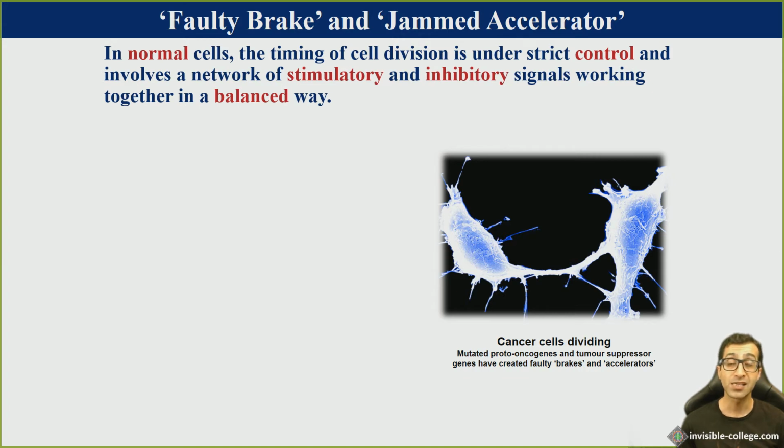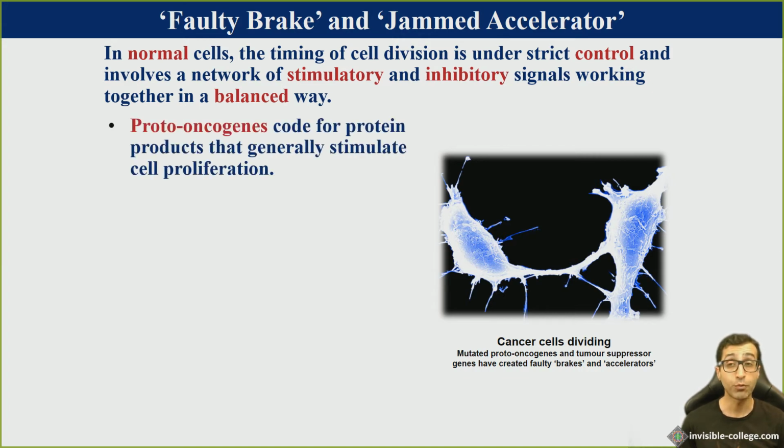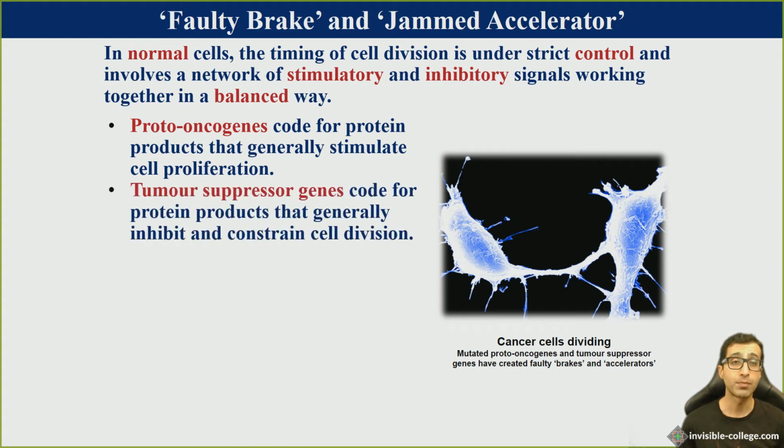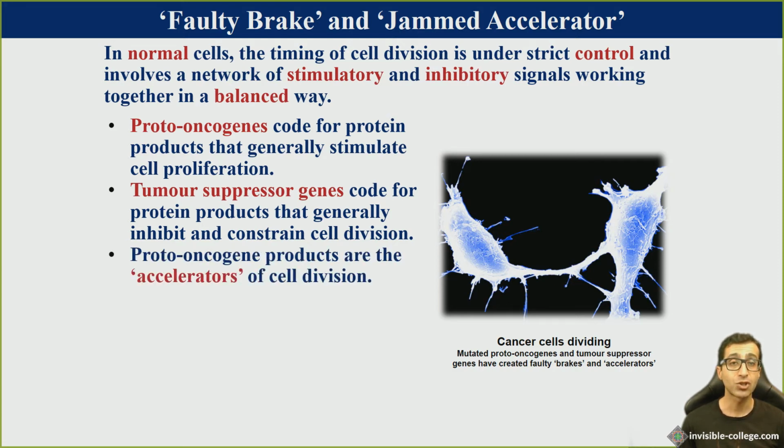And again, it's the proto-oncogenes which code for protein products which generally will stimulate or promote or accelerate cell proliferation and division. Whereas in contrast, the tumour suppressor genes will code for protein products that generally will inhibit and constrain the rate of cell division. Now, proto-oncogene products therefore can be referred to as the accelerators of cell division, and tumour suppressor gene products are the brakes of cell division.